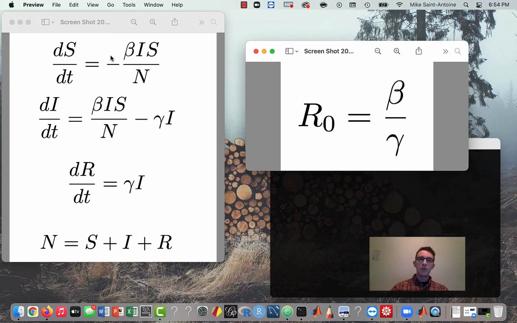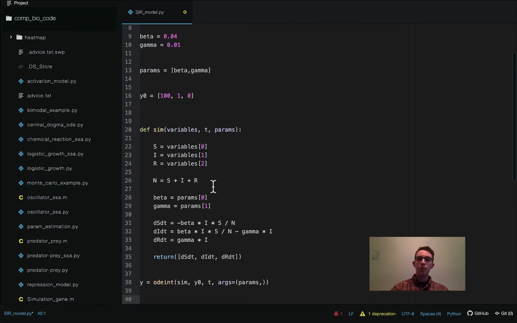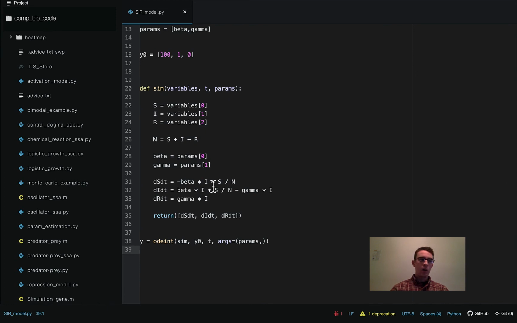The first column is going to be our values for S, the second column will be our values for I, and the third column will be our values for R. And then there's going to be a row in that matrix for every time point that we're solving over. Okay, so now let's actually plot this output.